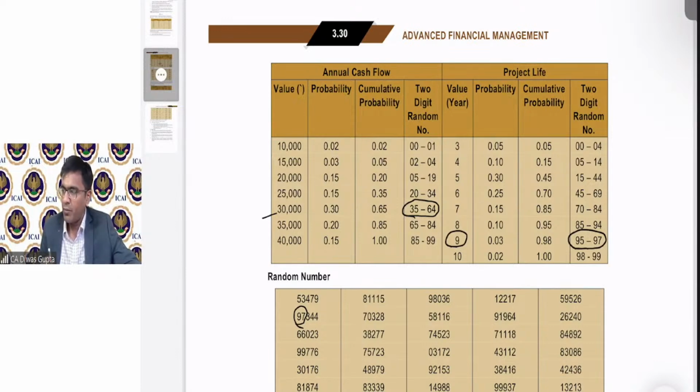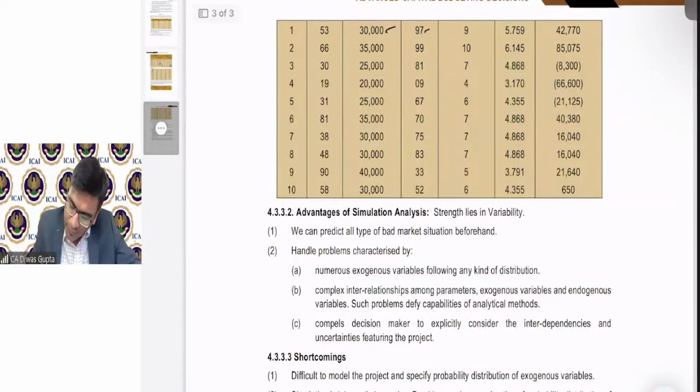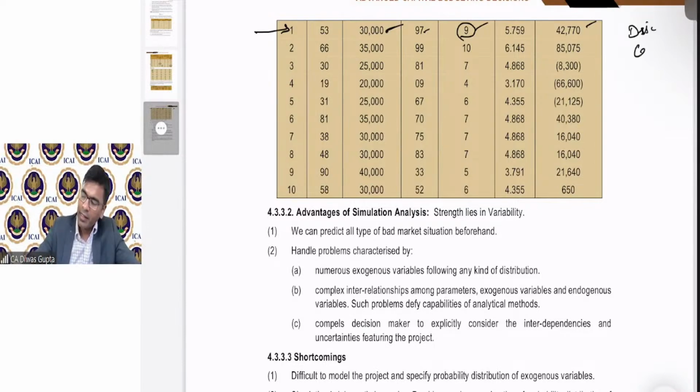Okay, Mohammed Abdul Rahim, I will do that. Just wait. So for 97, 9 years have been taken. So now for this first simulation, 30,000 is the cash flow, 9 years is the time period, and hence your NPV is 42,770, with the same discount rate and same cash outflow. That remains the same. There is no change in that. Okay. Now let's look at the second simulation.